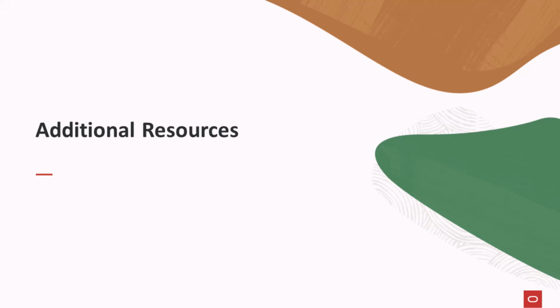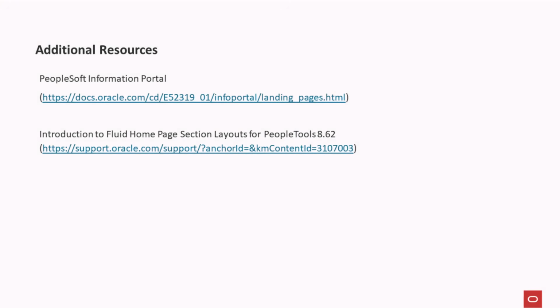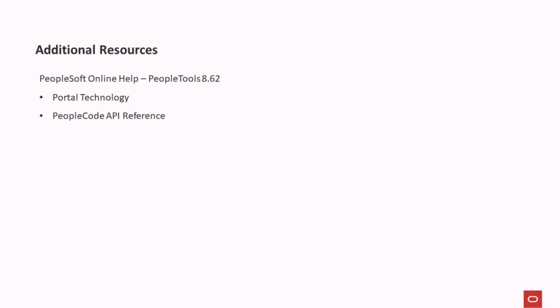In this section, we'll point you to helpful resources and documentation to support you as you continue your landing page journey. You can download the companion slides with images and notes from this video from the Oracle Learning Library. On the PeopleSoft Information Portal, you'll find a link to Introduction to Fluid Homepage Section Layouts for PeopleTools 862, which provide guidance on laying out sections within a landing page. For more information on designing a landing page, refer to the PeopleSoft Online Help for PeopleTools 862 and refer to these guides: Portal Technology, PeopleCode API Reference.